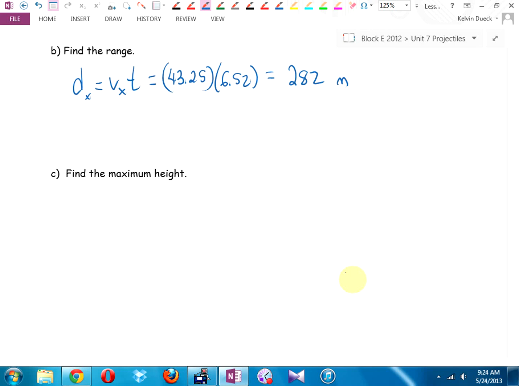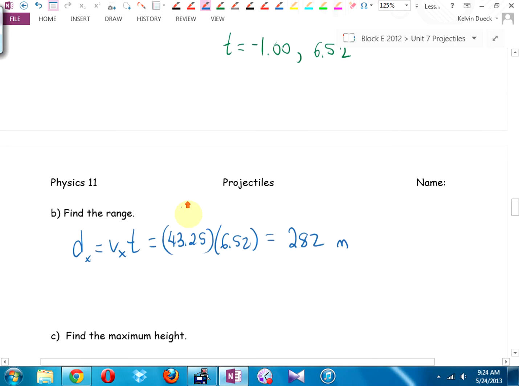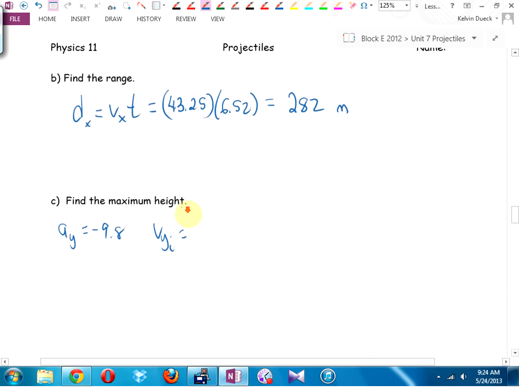C. Find the maximum height. Okay. Height, vertical or horizontal? Since we've turned the page, let's list our vertical data. I know AY is negative 9.8. I know VY initial was, I can't remember, VY initial was 27.03.